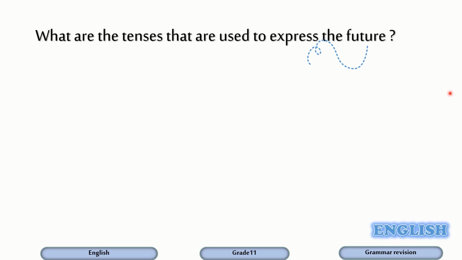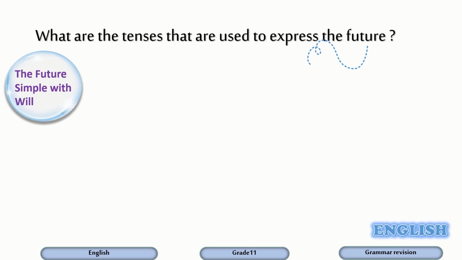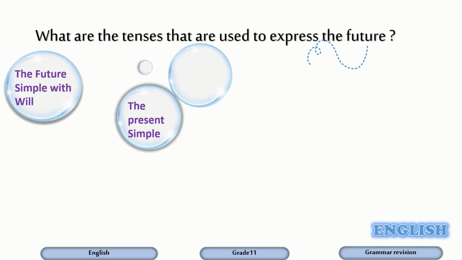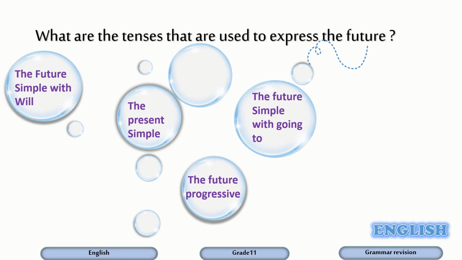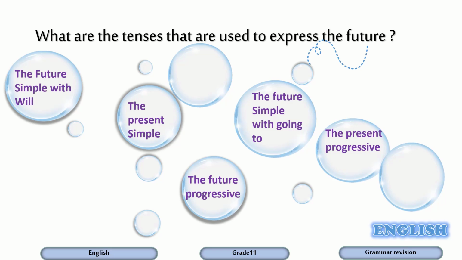Now, after we are done with the past tenses, let's check the future tenses. What are the tenses that are used to express the future? Let's check. The future simple with will. The present simple, it's also used to talk about the future when we talk about timetables. And the future progressive, which is will be plus verb in the ing. The future simple with going to when we talk about intentions. Alright, and finally the present progressive to talk about plans in the future, which is the verb to be in the present plus the verb in the ing.